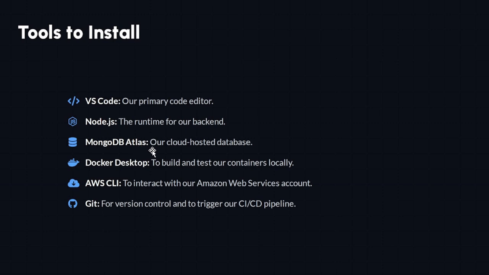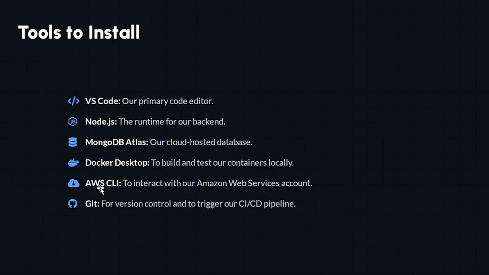We will integrate MongoDB Compass to MongoDB Atlas. MongoDB Atlas is our cloud hosted database, and MongoDB Compass gives us GUI feature. Next, we will install Docker Desktop to build and test our containers locally.